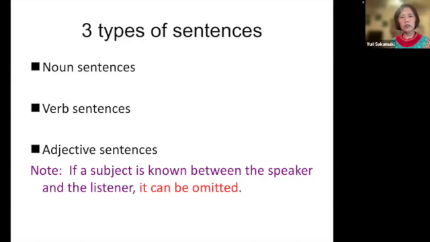Languages like that are called high context languages. In opposition would be low context languages like English. You have to say everything with words because you are not depending on the context. In Japanese, we depend on the context. So if the context is clear to us, then you don't have to actually say it with words. So just something to remember.